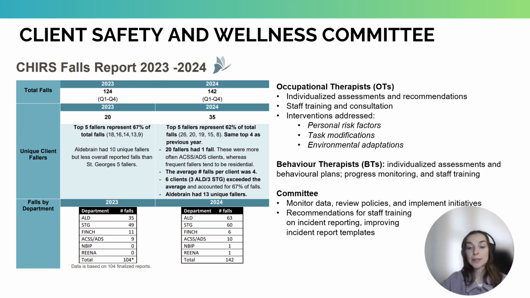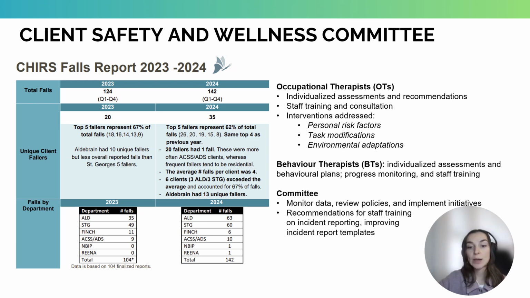After a fall has happened, particularly if injury is involved, you might consult with a member of the clinical team, like OTs or BTs, for an assessment along with recommendations. OTs might make recommendations in one of several areas, for example, addressing personal risk factors, like generating a balance and strength or return to walking program for the client, and referrals to external care providers.